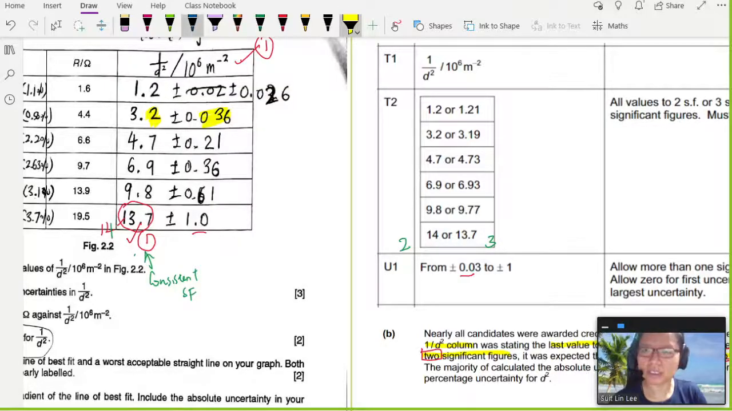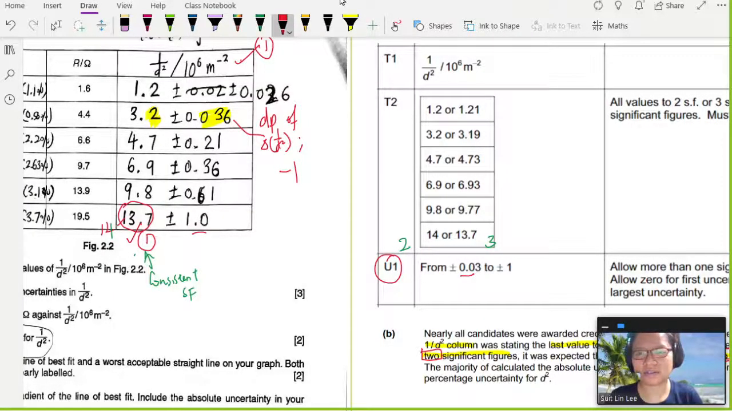Teacher screams internally. So in this case, you need to maintain the same decimal point. I will not give this mark. Not because this is far away. I'm just going to minus 1 here simply because the decimal point of the absolute uncertainty and this 1 over d square is too far away. Cannot 3 and 1 lah.